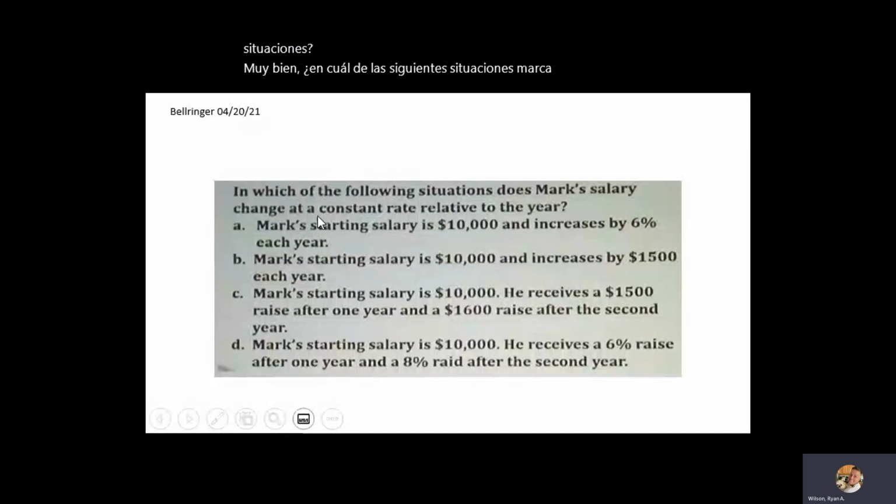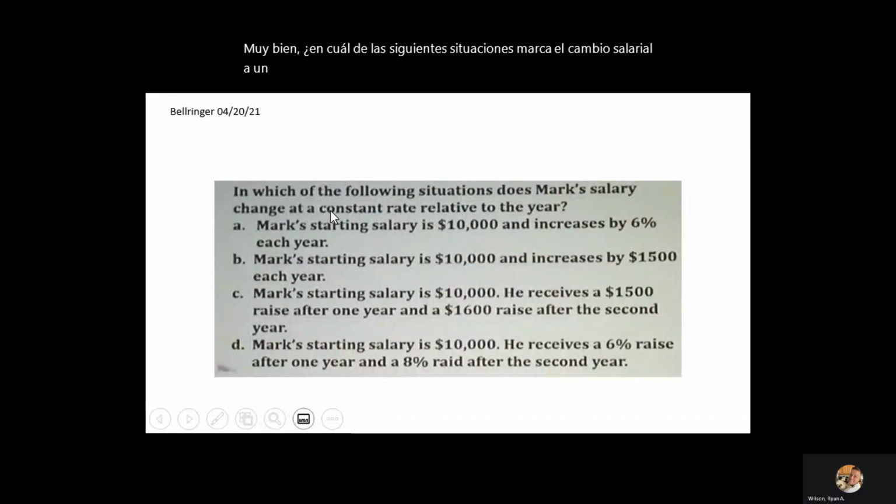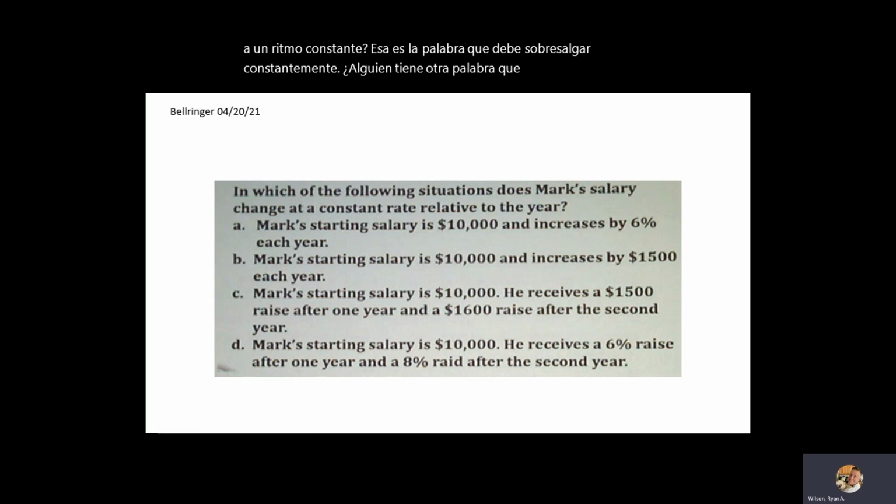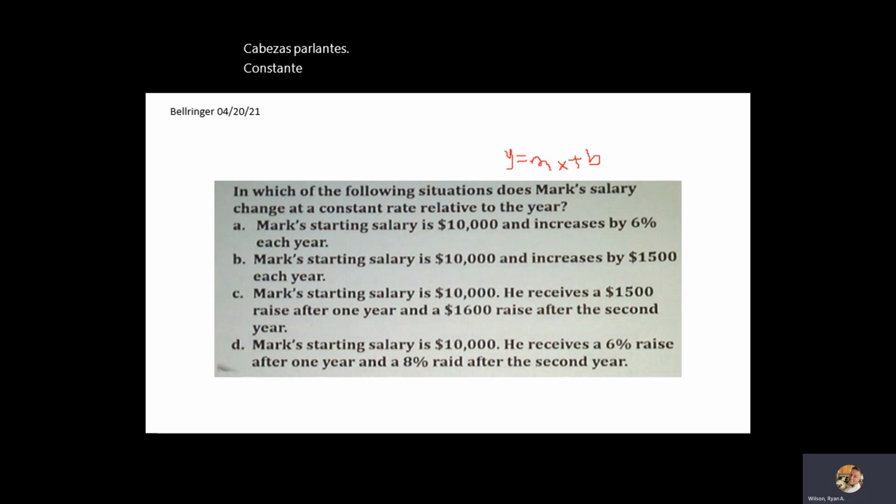At a constant rate. That's the word that should stick out. Constant. Does anybody have another word that they would use when you see the word constant by any chance? Add equally between y's. What about constant means linear, okay? Constant means a linear function that is constant because of its slope, it's m. That means that it has to have the same difference between points.